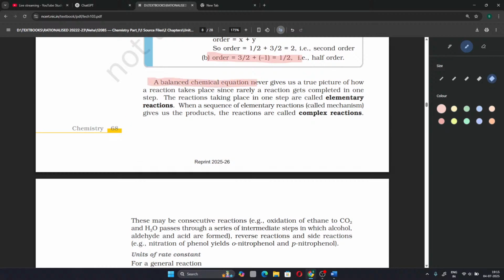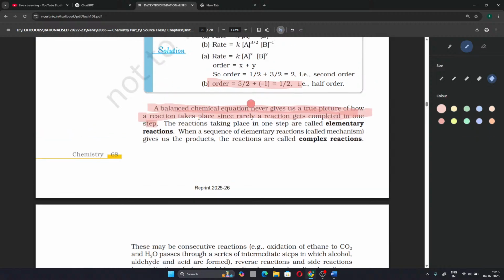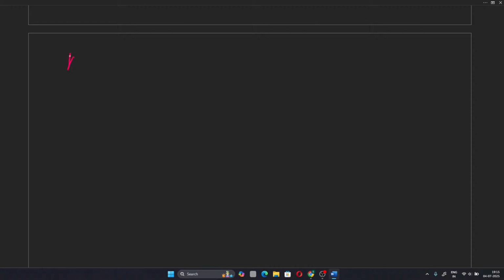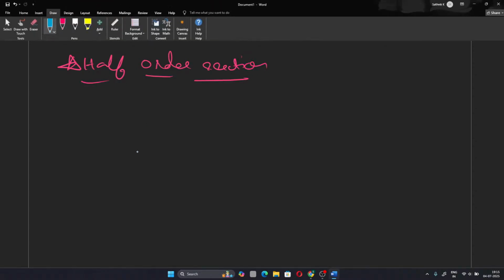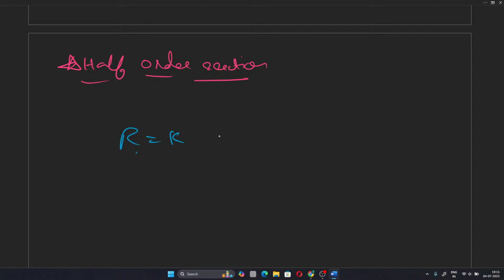A balanced chemical equation never gives us a true picture of how a reaction takes place, since rarely a reaction gets completed in one step. Actually, what happens more specifically in a half order reaction? In a half order reaction, R equals K A power 1 by 2, let's assume.